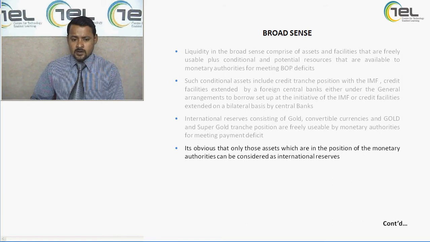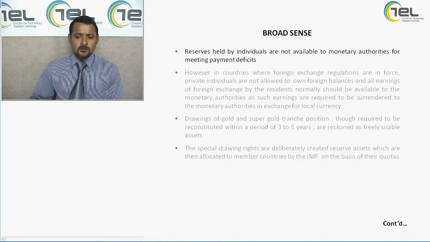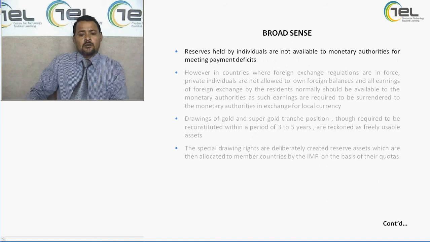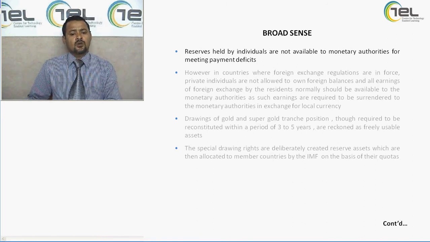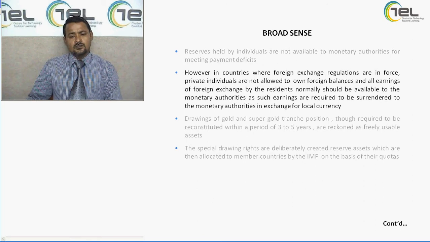Assets held by individuals are not available to monetary authorities for meeting payment deficits. So individuals using their own currencies are not going to be available for monetary authorities. In some countries where foreign exchange regulations are in force, private individuals are not allowed to own foreign balances, and all earnings of foreign exchange by residents normally should be available to the monetary authority, as such earnings are required to be surrendered to the monetary authority in exchange for local currency.